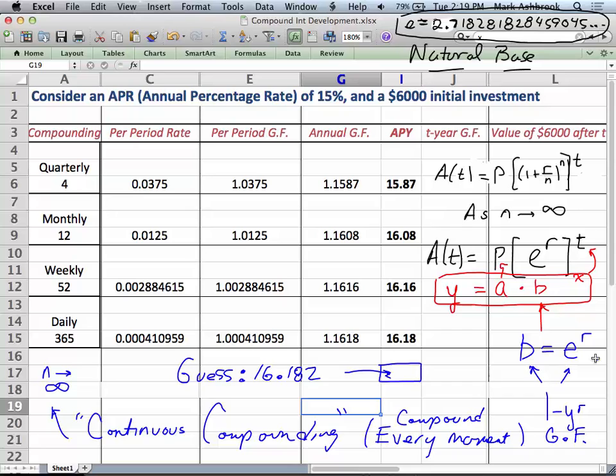Is that going to give you a rate? What's that going to give you? The annual growth factor, from which we can easily get the rate. So what is that? If you do e to the 0.15, you get 1.16.